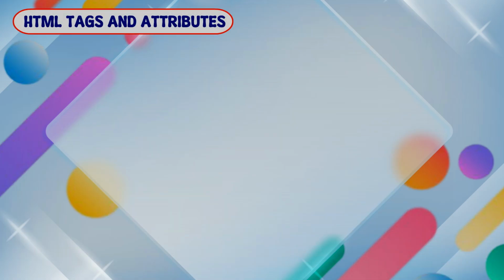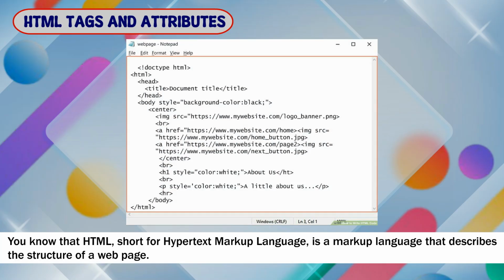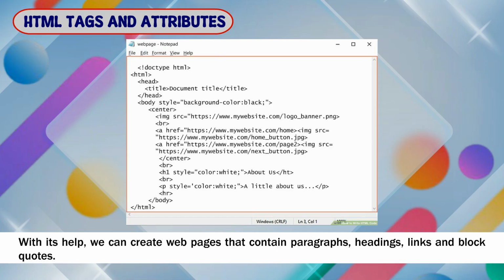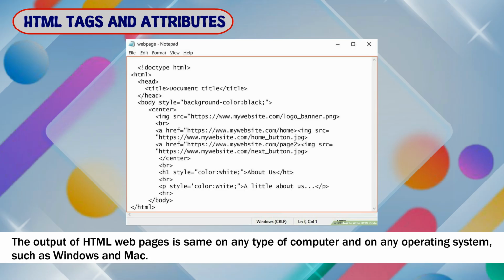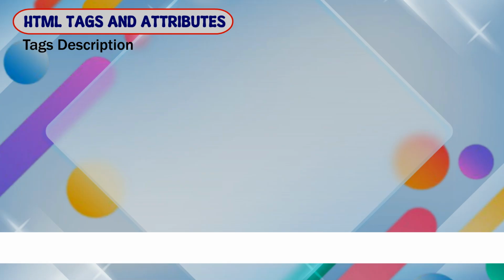HTML tags and attributes. You know that HTML, short for Hypertext Markup Language, is a markup language that describes the structure of a web page. With its help, we can create web pages that contain paragraphs, headings, links and block quotes. The output of HTML web pages is the same on any type of computer and on any operating system, such as Windows and Mac.